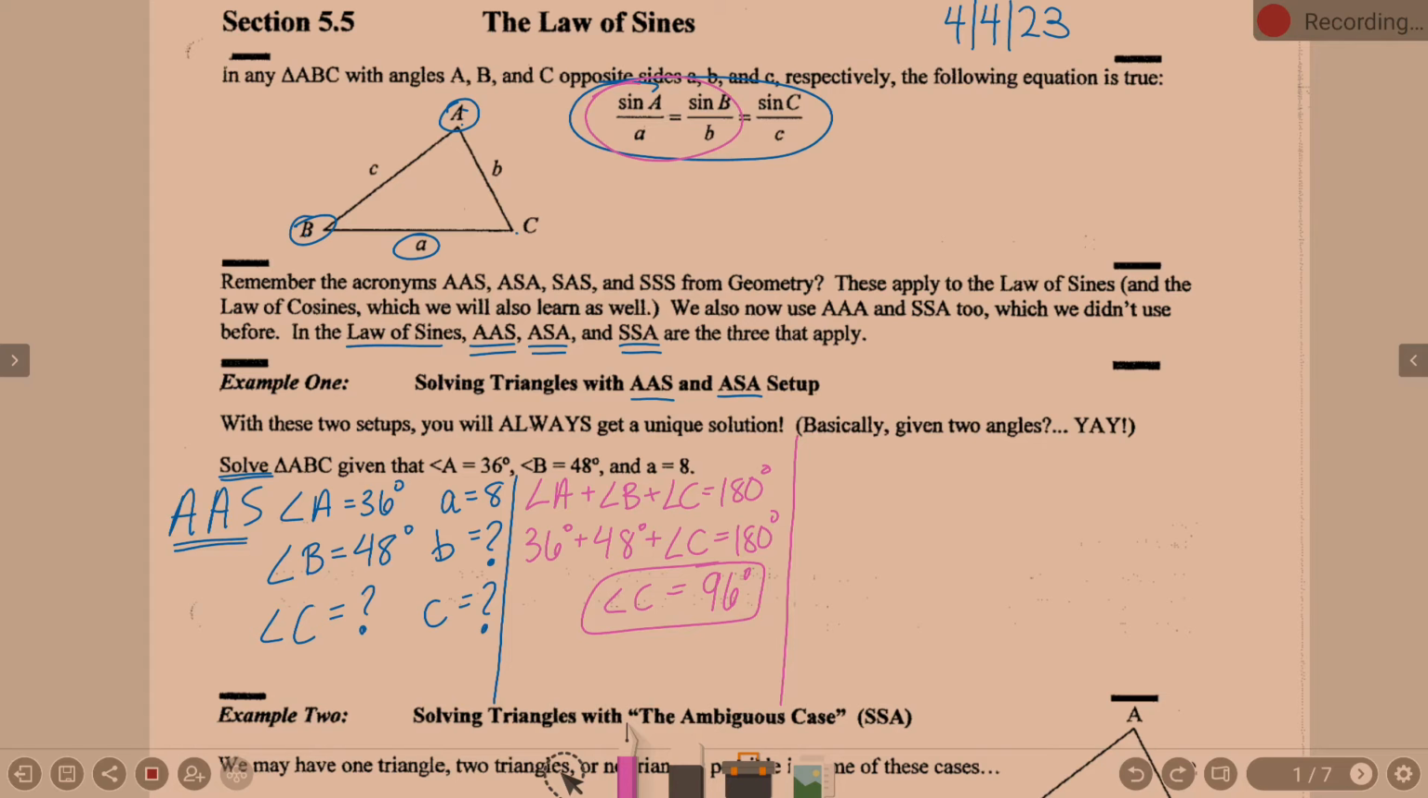So I'm going to set this up: the sine of angle A over side A is going to be equal to the sine of angle B over side B. Now, I can set up the basic form so you have that. Whether you write that or go straight to the next step is up to you. Because what is A? Angle A is 36. So the sine of 36 degrees over side A, which is 8, is going to be equal to the sine of 48 degrees, divided by little b.